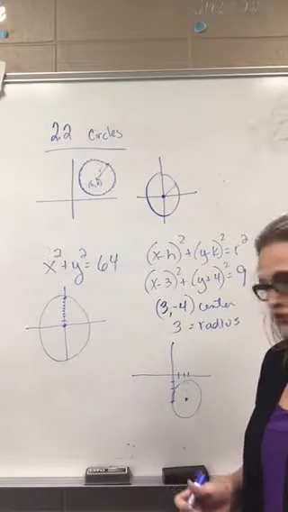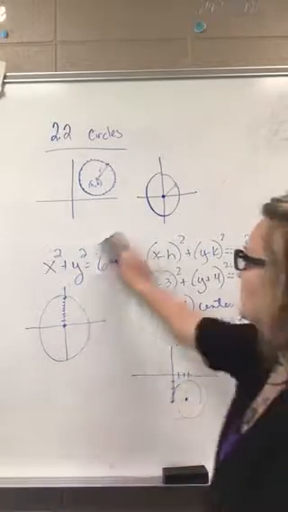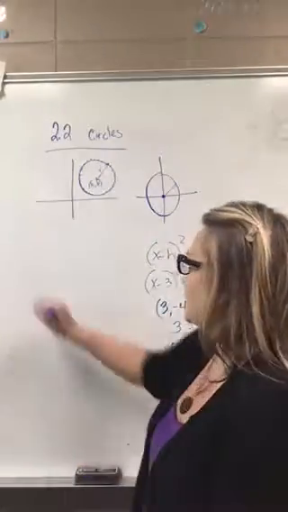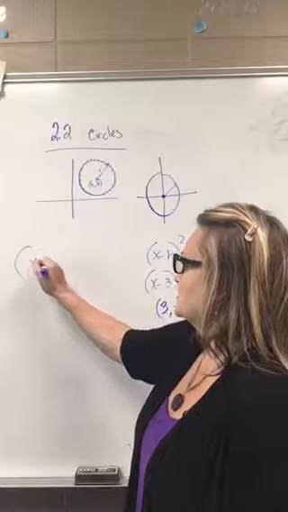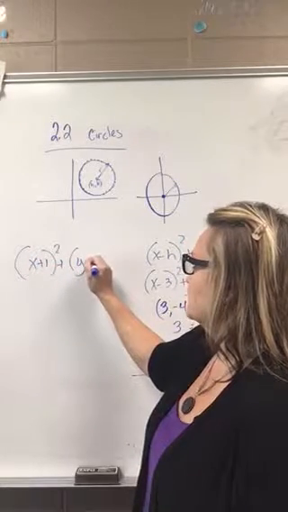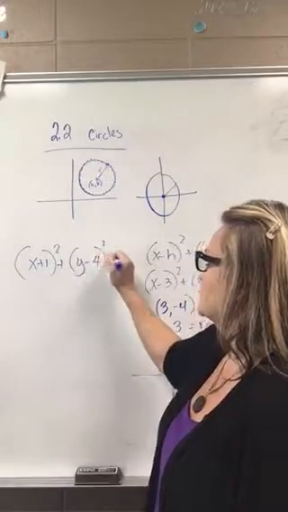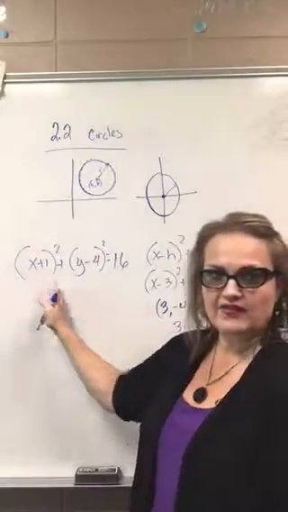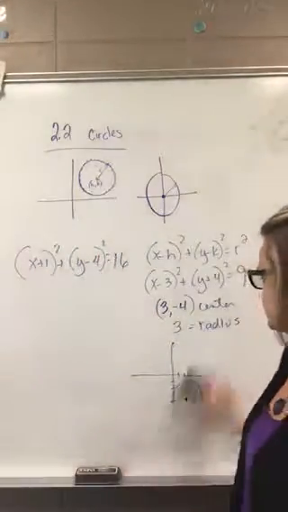All right, let me give you a try now. You can pause the video and work this one. Let's say we have (x plus 1) squared plus (y minus 4) squared equals 16. Graph that circle.